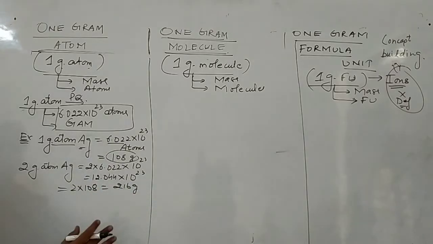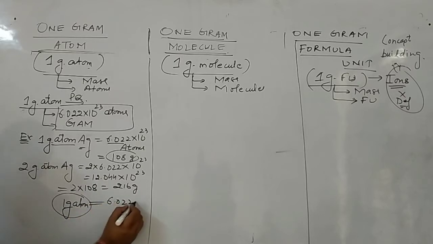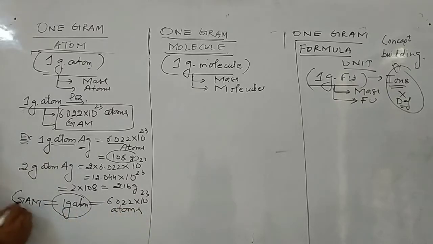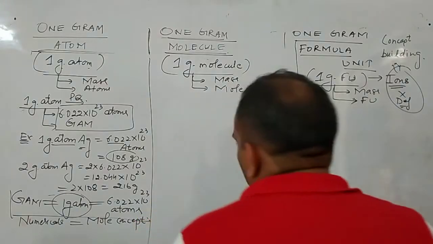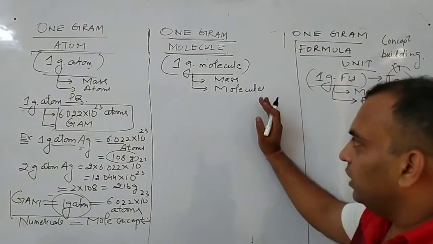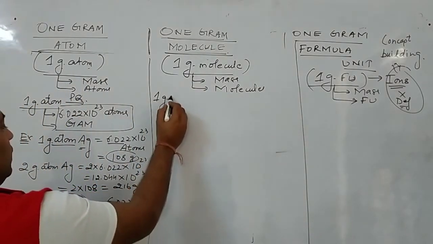216 gram. So in short, what will I write? 1 gram atom is a physical quantity which contains 6.022 × 10^23 atoms and has mass equal to the gram atomic mass. And remember, the numericals we will do in mole concept. Okay, so this is the first part of this concept. Now we have to apply the same concept in case of molecules. So again the same, I define 1 gram molecule.